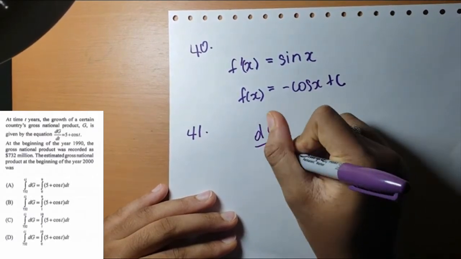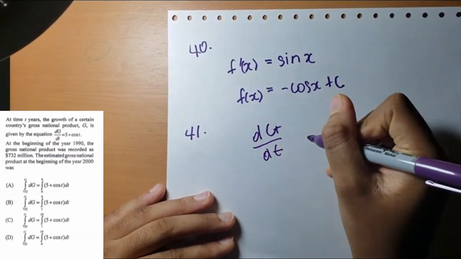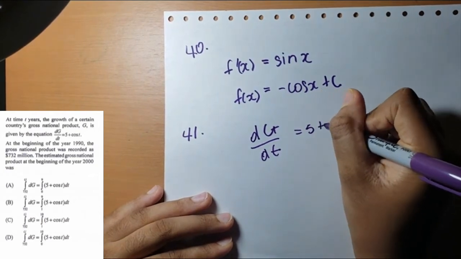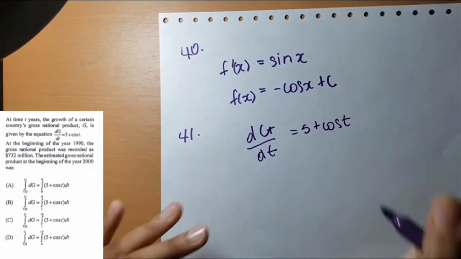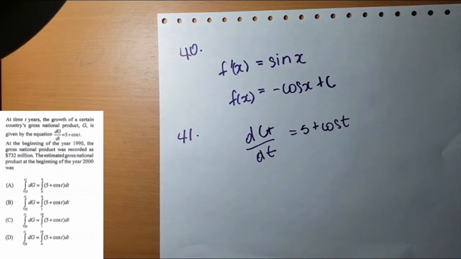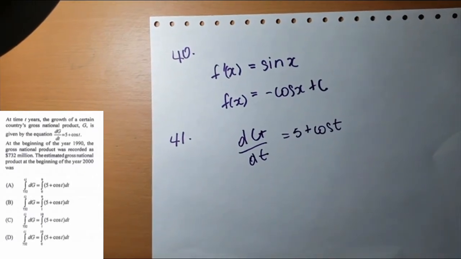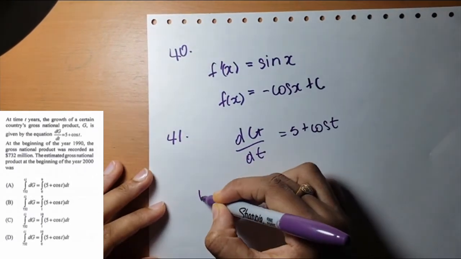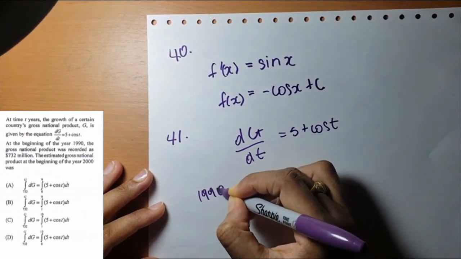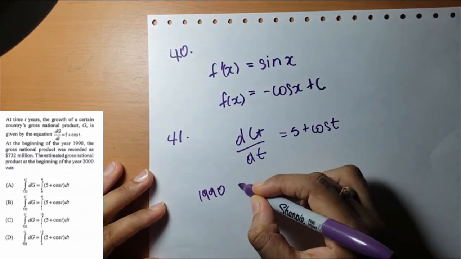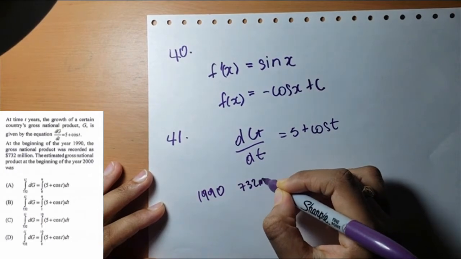dG/dt is equal to 5 plus cos t. So this is the growth rate of the GNP. GNP is the gross national product, right? So it says that at the beginning of the year 1990, the GNP was 732 million.